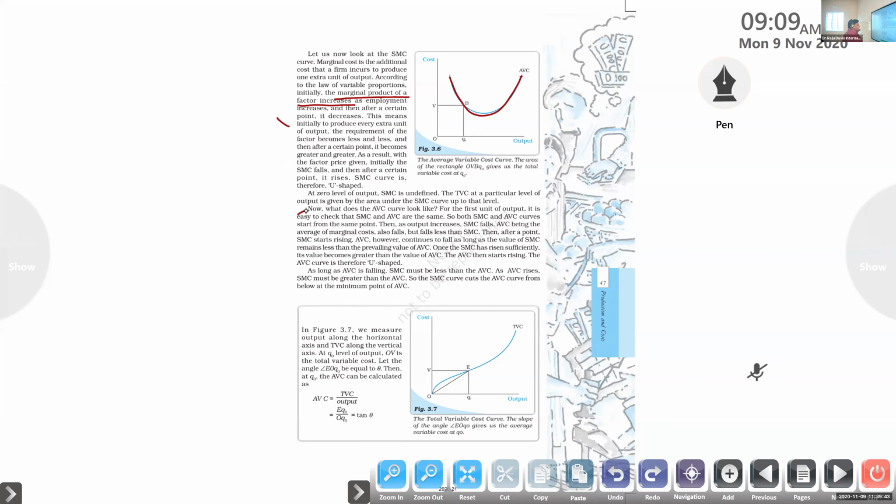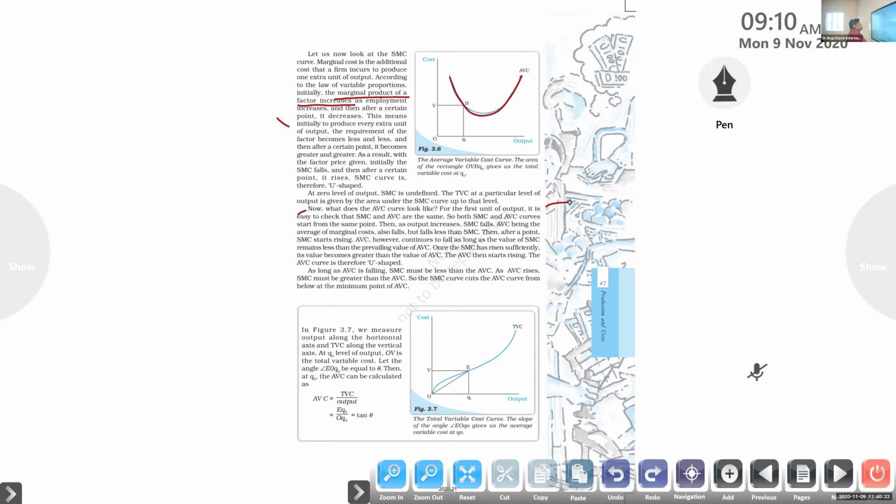For the first unit of output, it is easy to check that SMC and AVC are the same. Those who completed the calculation came to know how they become the same. It is because one factor is zero, there is no production. So both SMC and AVC curves start from the same point, because one factor of input is zero.